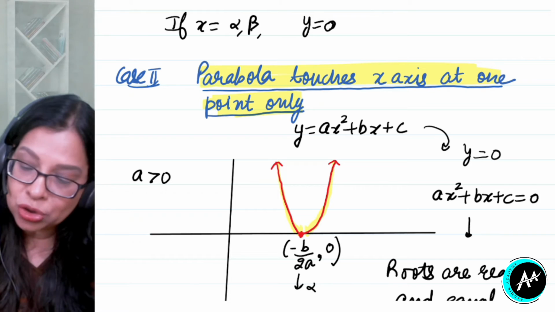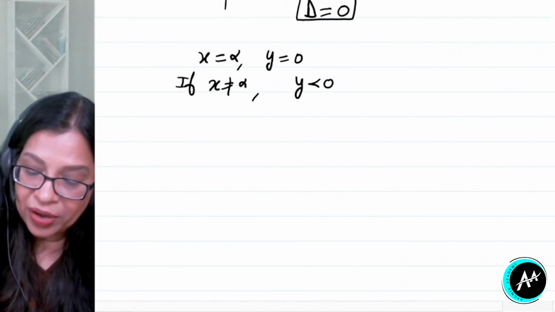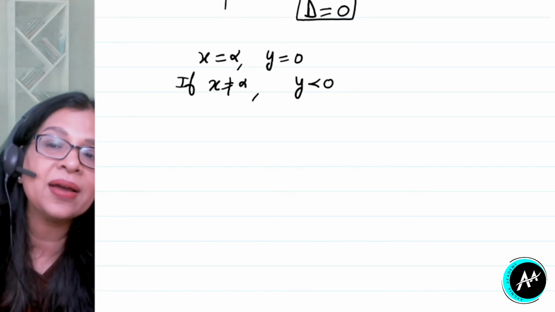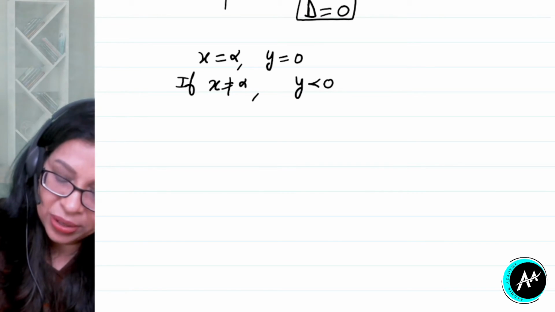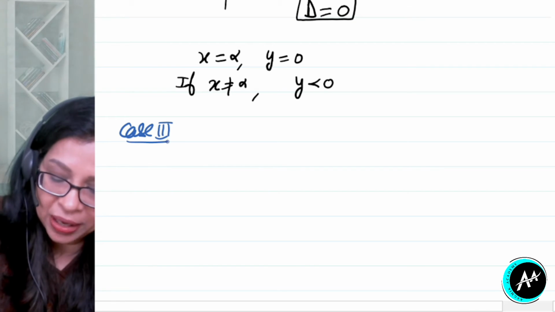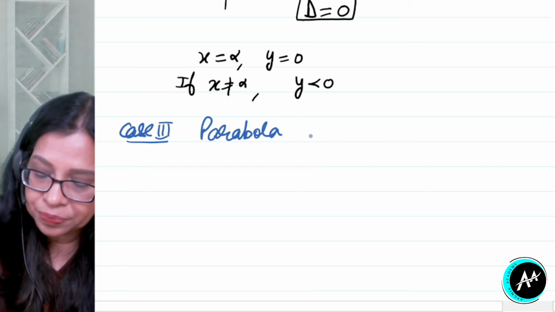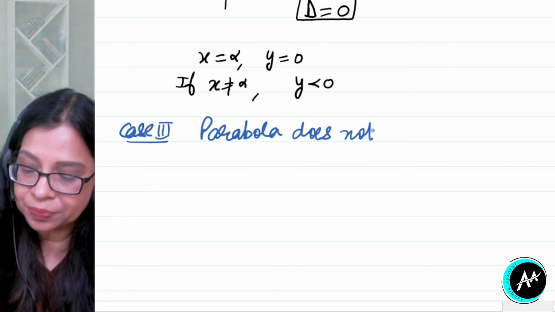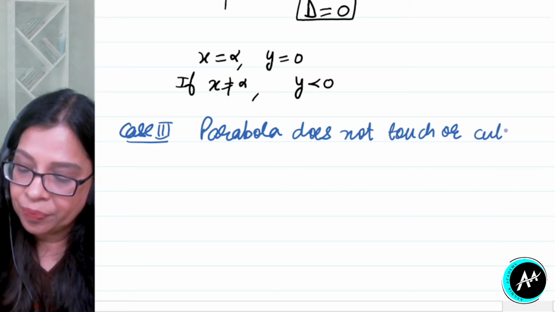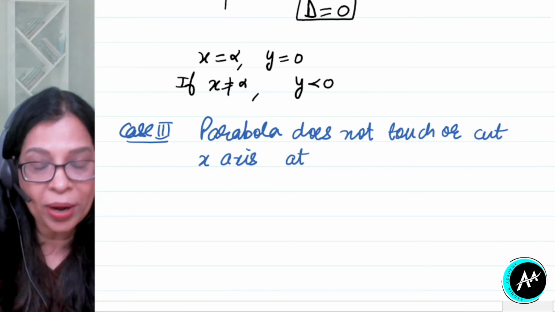Now let's move on to the last case, that is case 3. Case 3 will be when parabola does not touch or intersect x-axis at any point. Okay, so let's write case 3. So case 3 would be parabola does not touch or cut x-axis at any point.